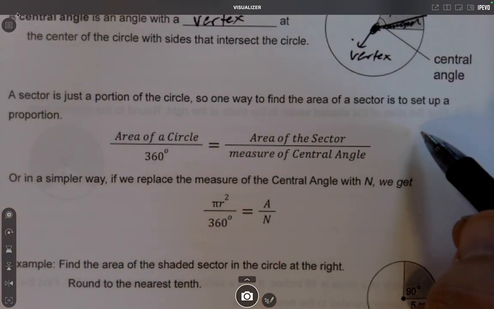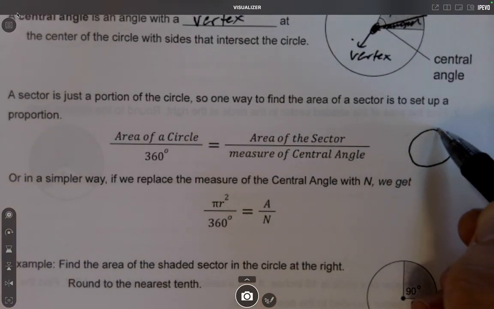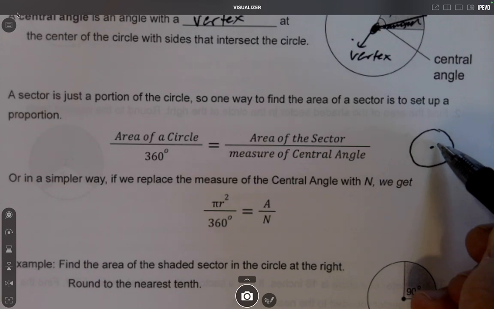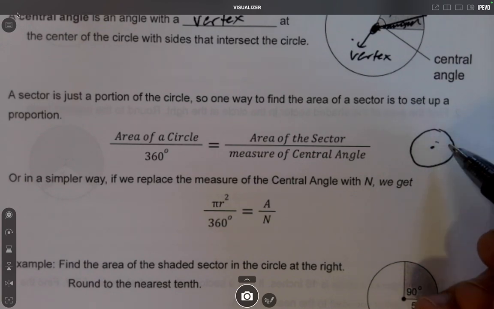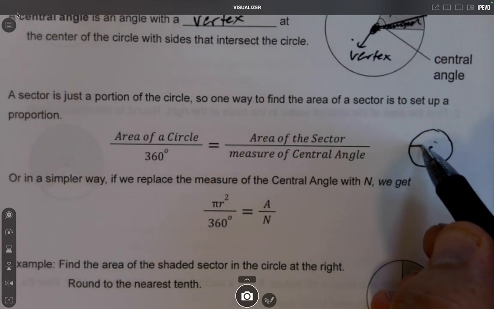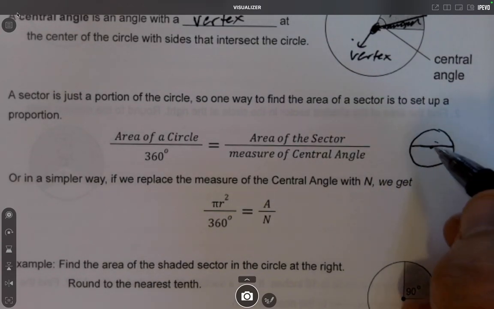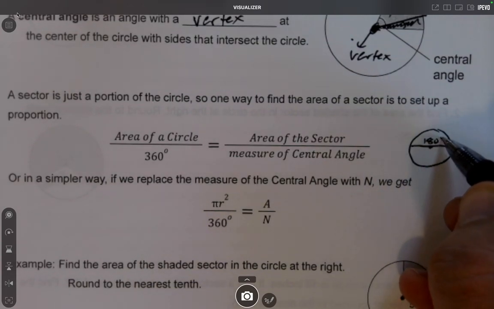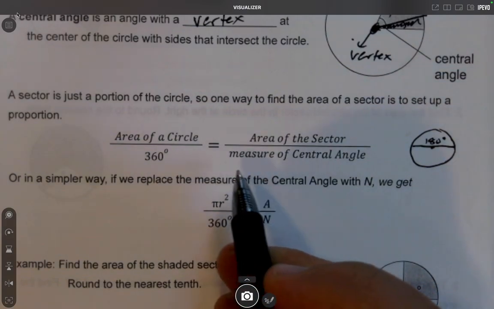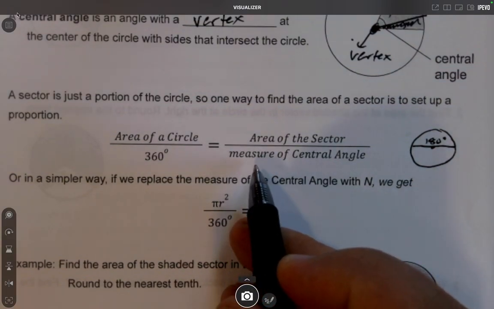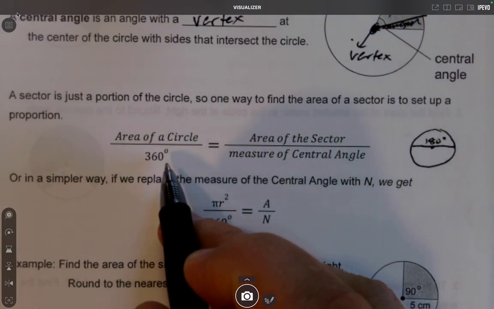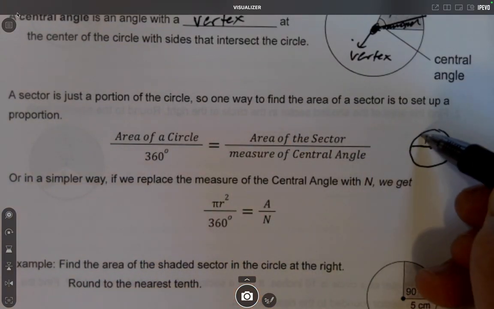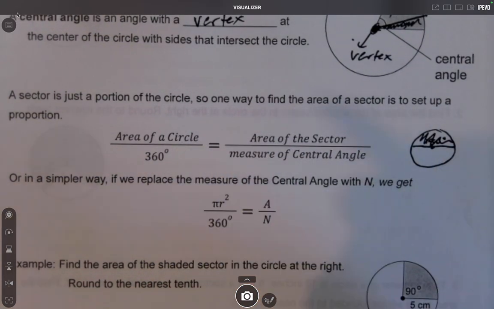Just to help you understand what they're doing here, when I have a whole circle, that goes 360 degrees all the way around. If I wanted to find out half the circle, then that would be 180 degrees, because that's a straight line. Well, 180 degrees is half of 360, so that means the area of half the circle must be half the area of the whole circle.